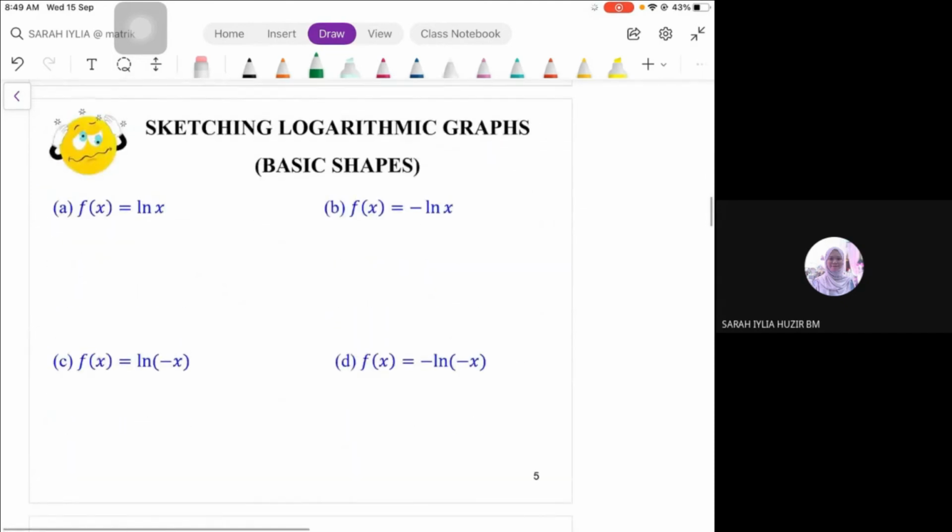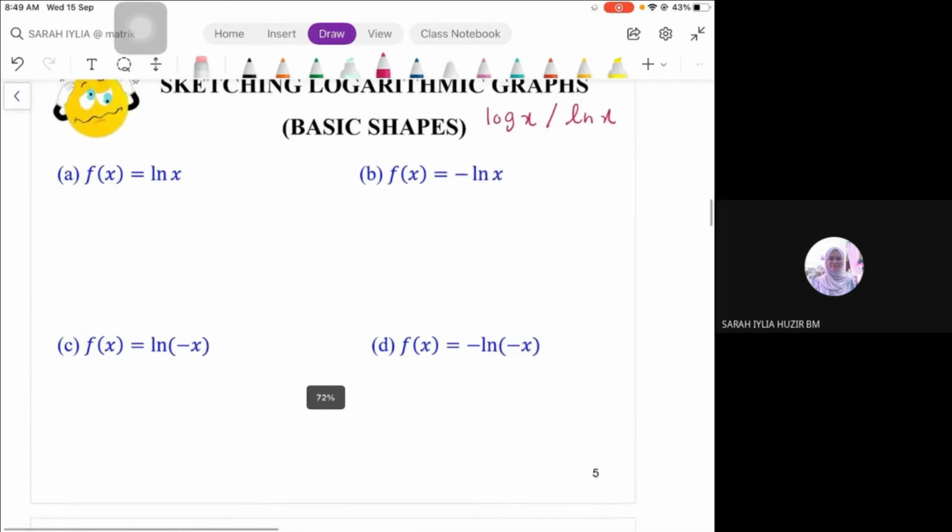Basic shape untuk log function pula. So kalau log dengan ln, shape of the graph akan sama. Maksud saya, dia valid lah untuk log of x, tak kisah base berapa pun, ataupun ln of x. Most of the time soalan exam awak keluar ln lah. Dia tak keluar log. Dia suka keluarkan ln, sebab ln ada kaitan dengan eksponen. Okay. So, sama juga kita akan ada 4 basic shape of graph untuk log ataupun untuk ln.